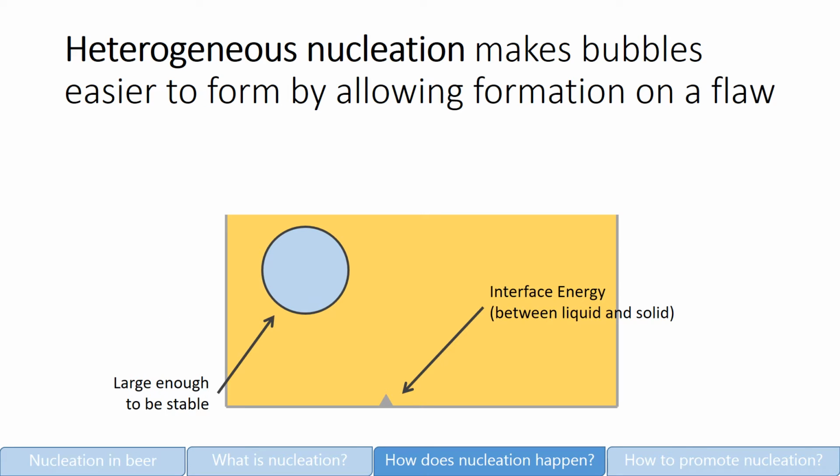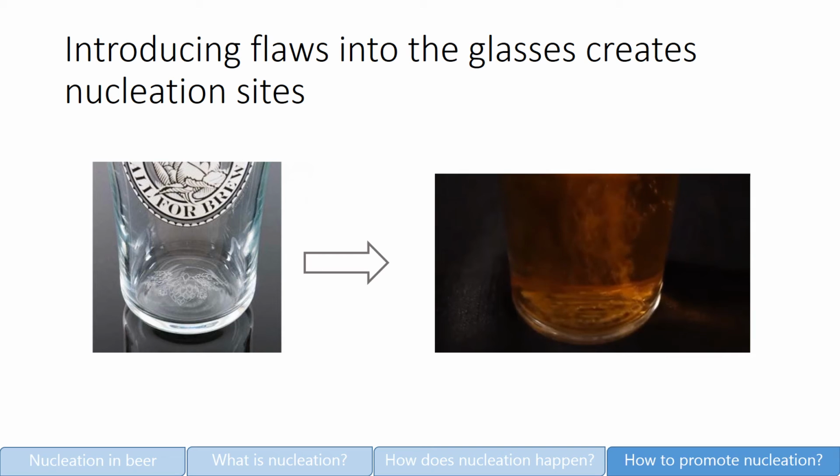One way to make smaller and more bubbles possible is through heterogeneous nucleation. In this nucleation process, bubbles form on surface flaws. These flaws offer a good place for nucleation because they have a very high interface energy. Creating a bubble at the flaw reduces this energy, as the bubble interface energy is not as high as the flaws. In designing glassware, we want to maximize opportunities for nucleation.